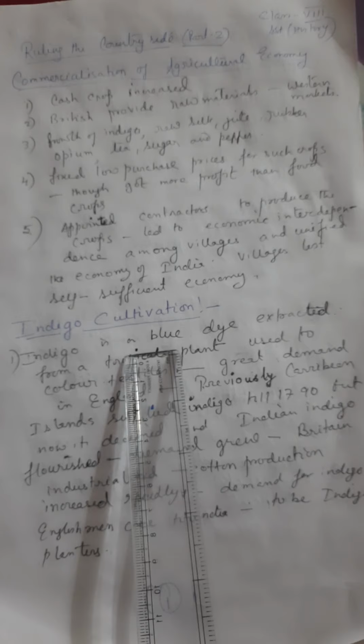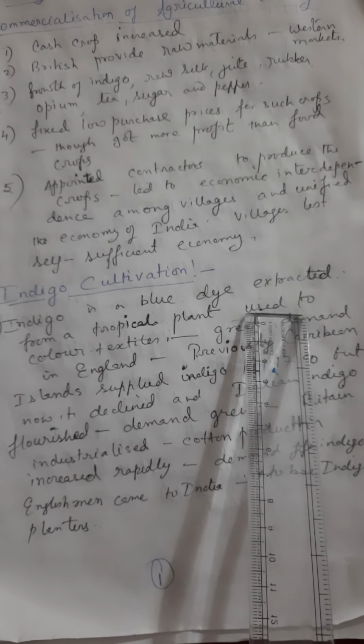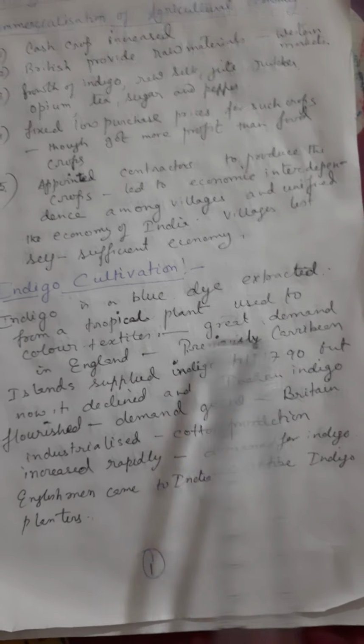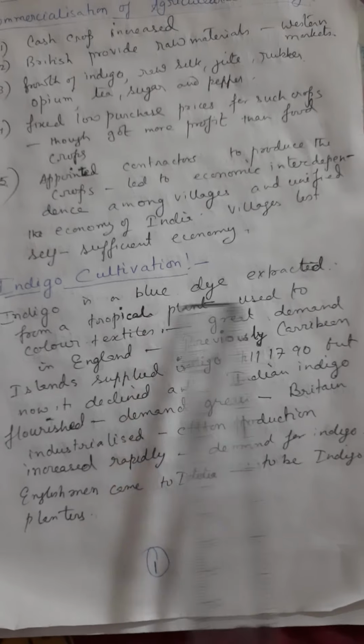Next come the indigo cultivators. Indigo is a blue dye extracted from a tropical plant and used to color textiles. So this is indigo. It is a blue dye.